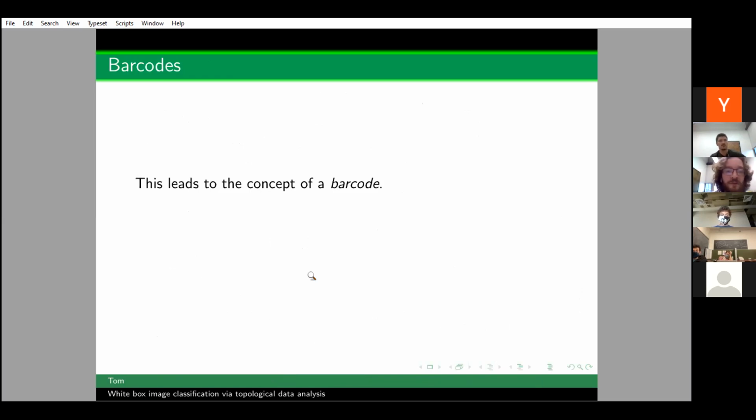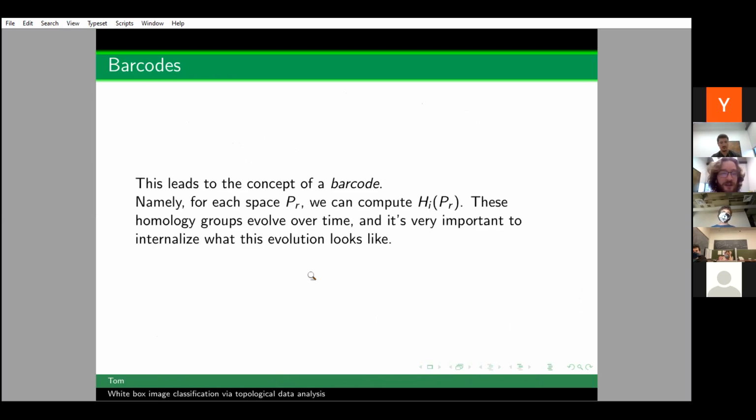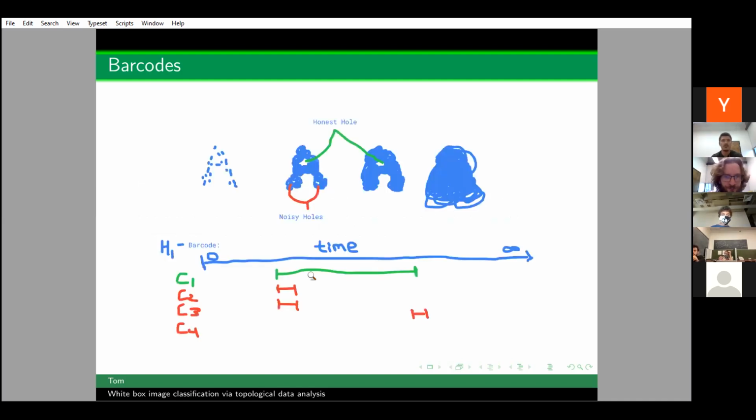What this formalizes to is the concept of a persistence barcode. So the idea is for each P_R, we can compute the homology of P_R. And so that gives us a function from time into homology groups. These homology groups evolve over time, and it's really important to internalize what this looks like. So let's do another picture. So again, we start on the left with just our point particles.